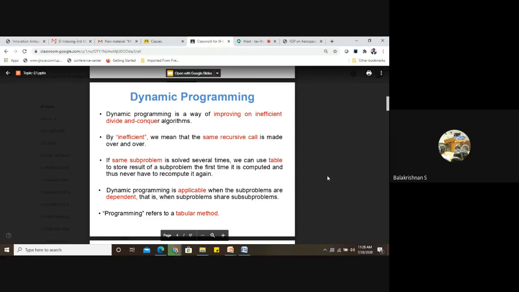Here, dynamic programming is applicable when the subproblems are dependent. That is a very important thing. Whenever the subproblems are dependent, it's applicable, that is, when subproblems share subproblems. Here, programming refers to the tabular method also. Why? Because we are using a table to store the results of the subproblems. Here, programming means a kind of planning. As per this, programming refers to the tabular method because we are using tables as a data structure for storing the information. That is the important thing.